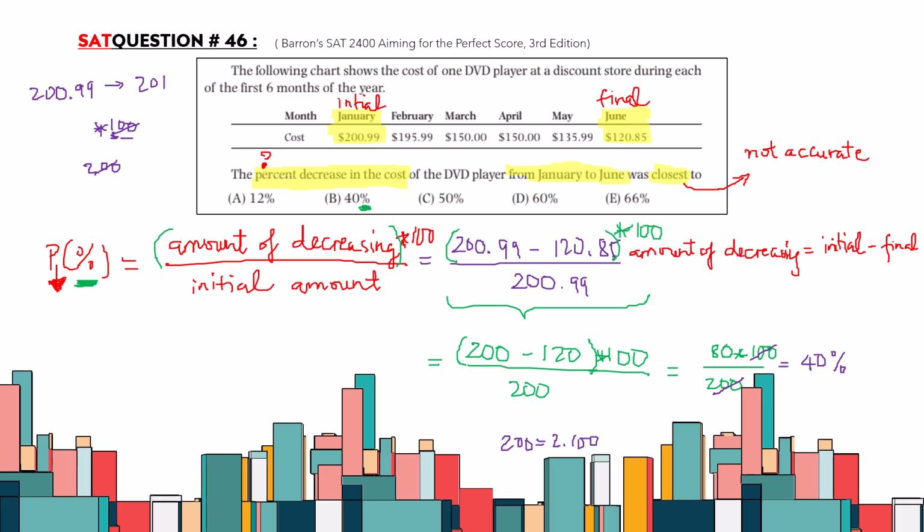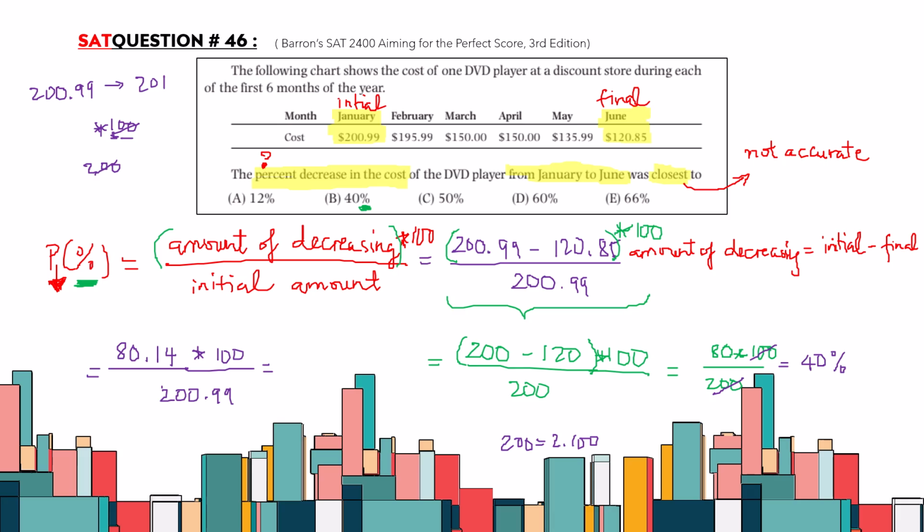Of course, you can use the calculator to calculate it with the exact values. So for example, in this case, we have 200.99 minus 120.85. That will give you 80.14 on the top. Then you multiply by 100, right? Then you divide by 200.99. And then when you input this in your calculator, you will get something.